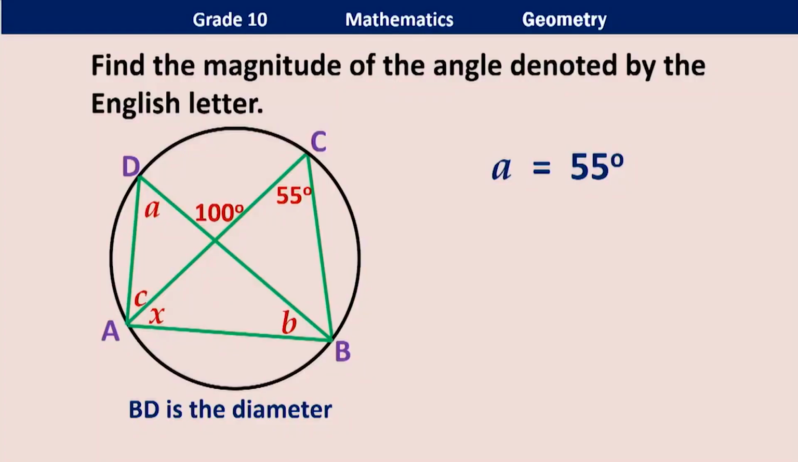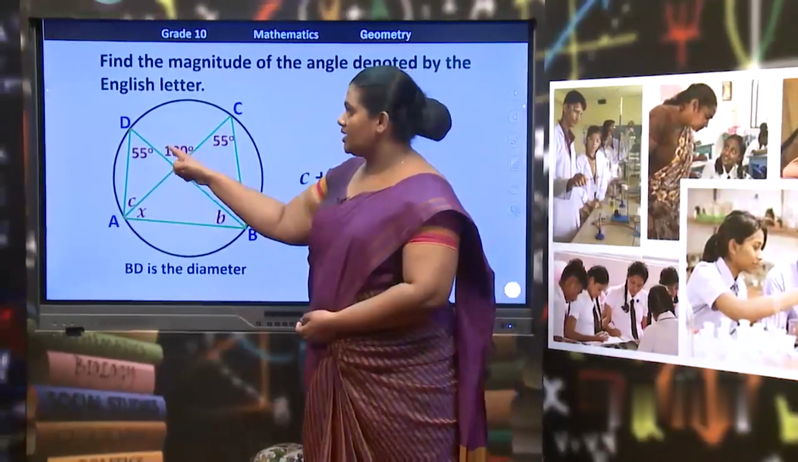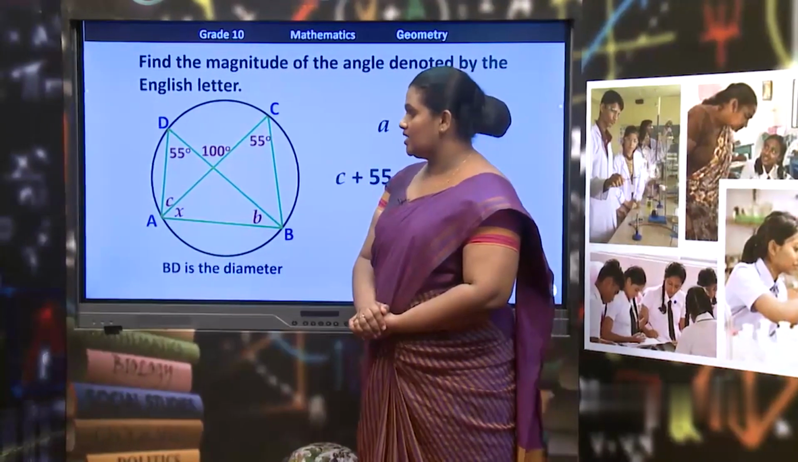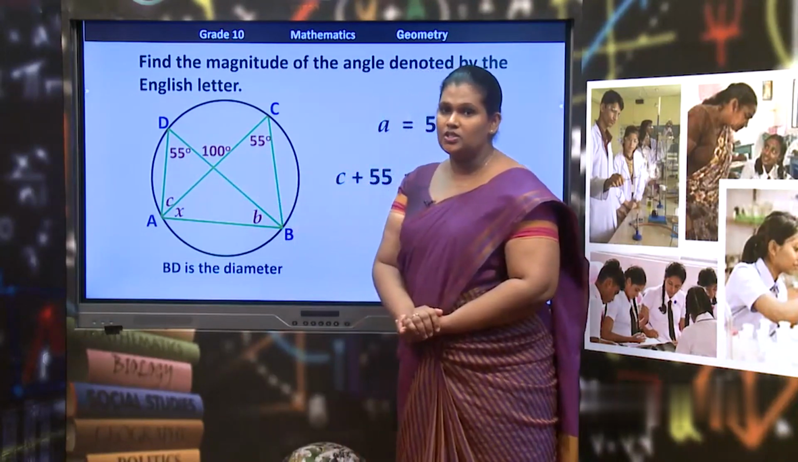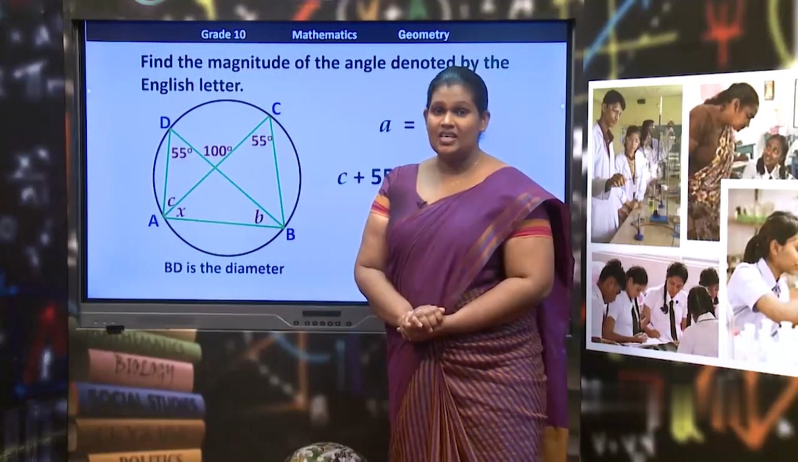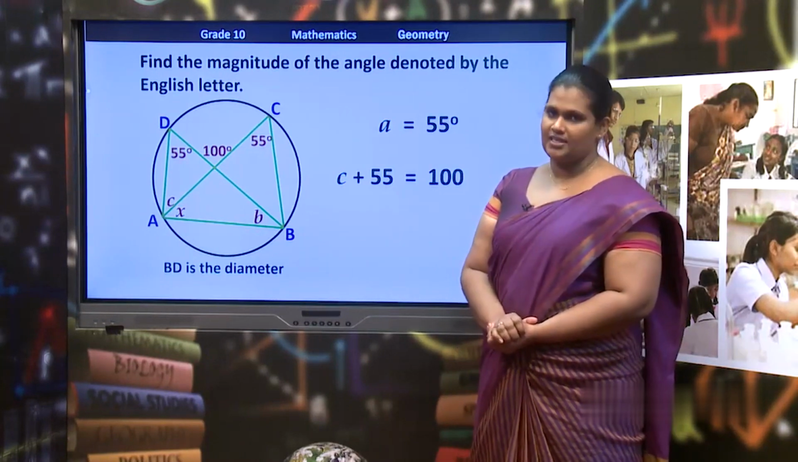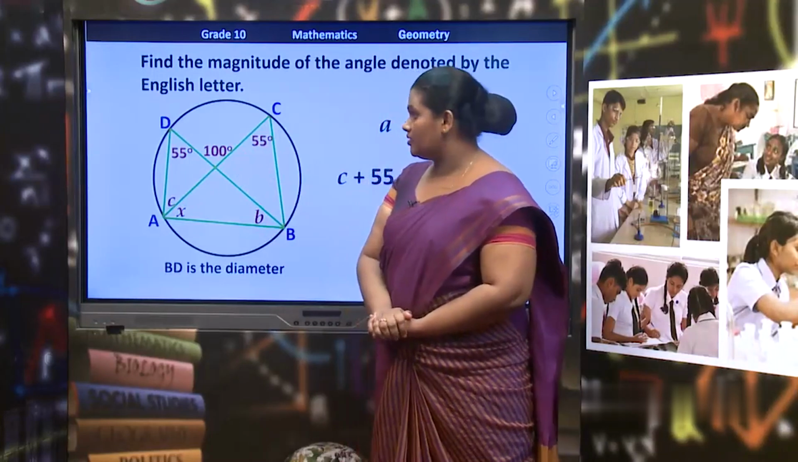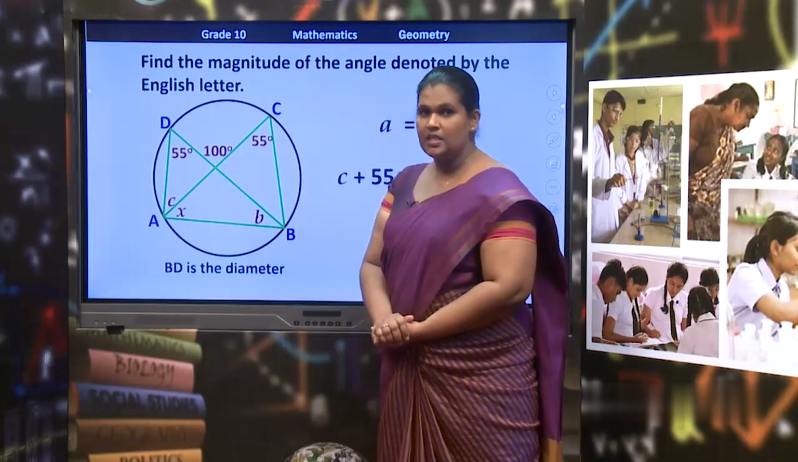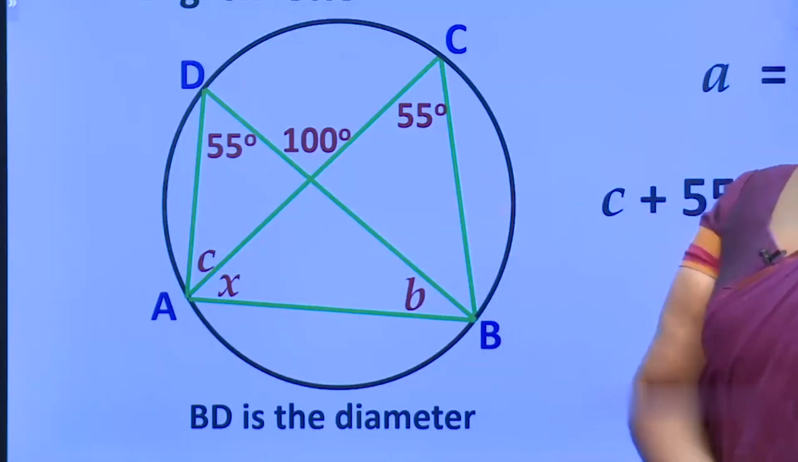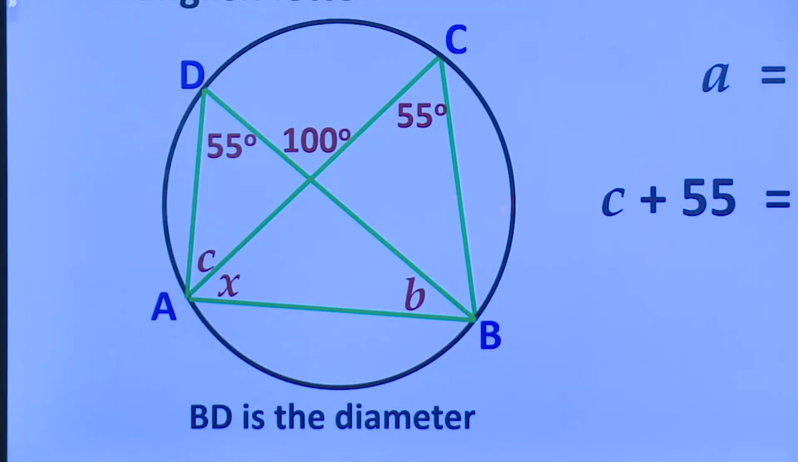Now, we have got the value of A. We have to find the value of another 3 letters: B, C and X. Next, we will find the magnitude of C. Here, when we consider this triangle, this angle is 100 degrees. Therefore, we can say C plus 55 degrees should be equal to 100 degrees. The reason is the magnitude of an exterior angle is equal to the sum of the interior opposite angles. This is the exterior angle, the magnitude of it is 100 degrees. These are the interior opposite angles. So, we can get the sum by adding these 2 values. So, C plus 55 is equal to 100.